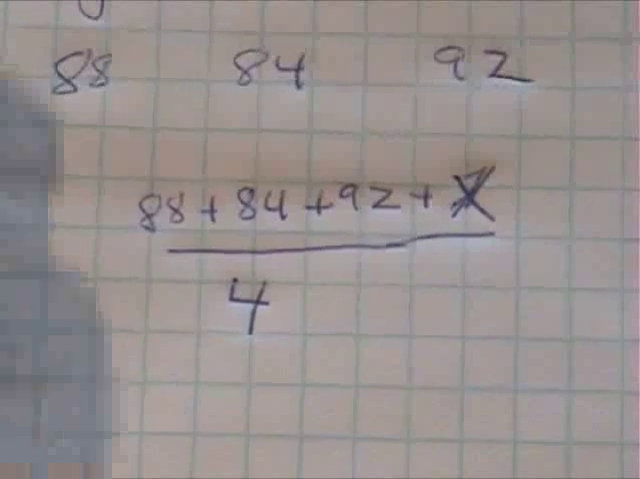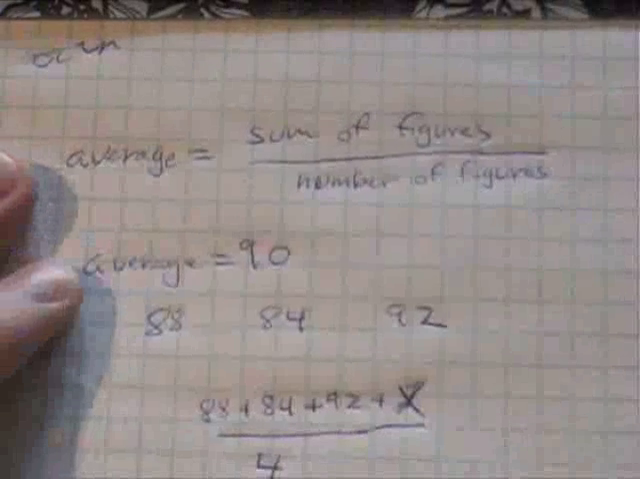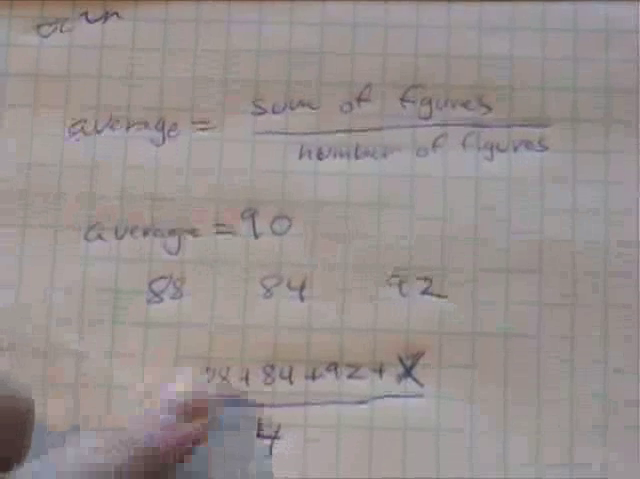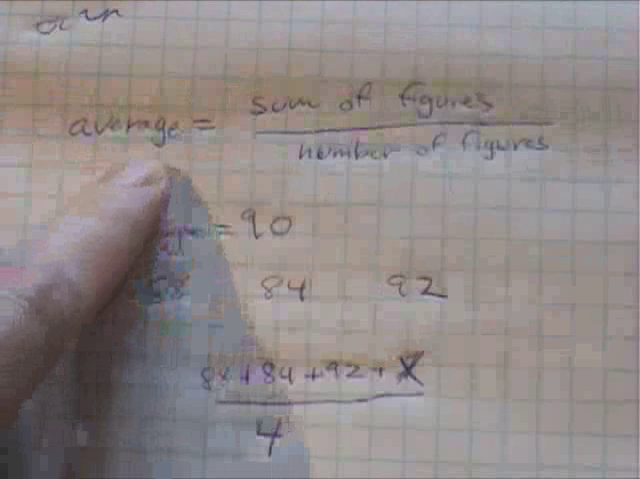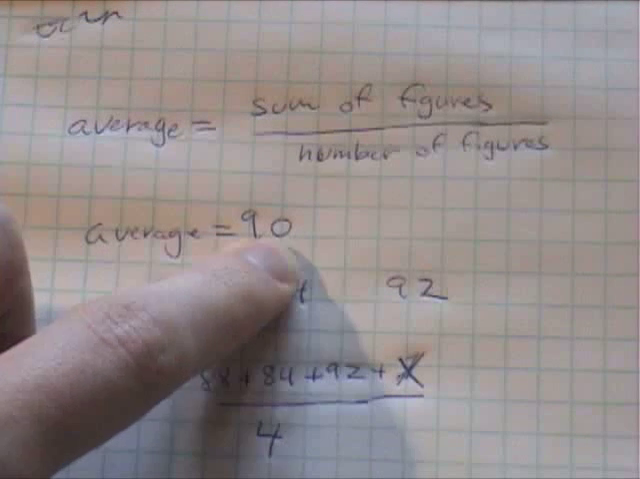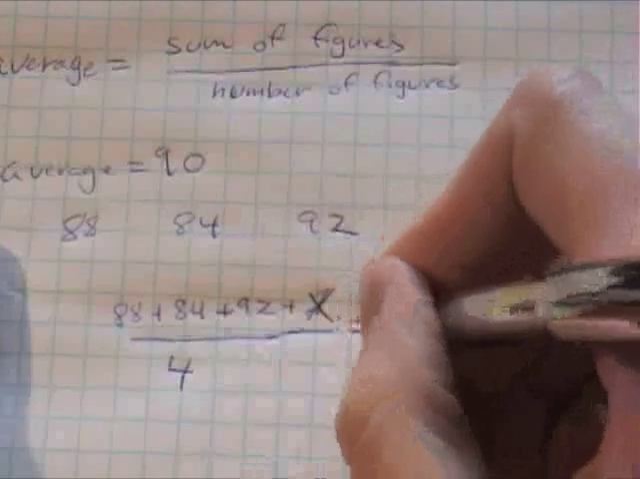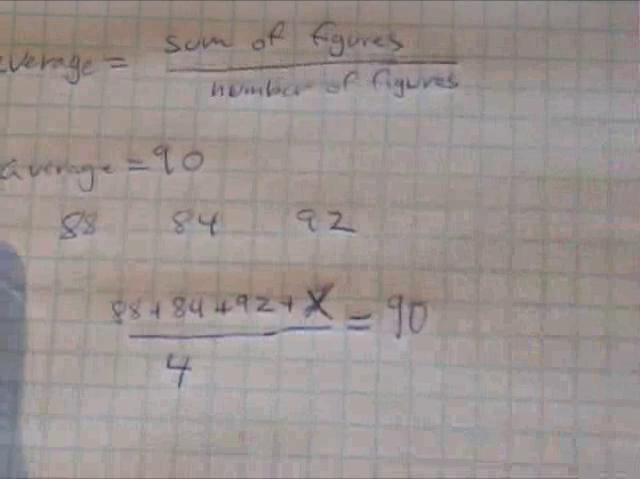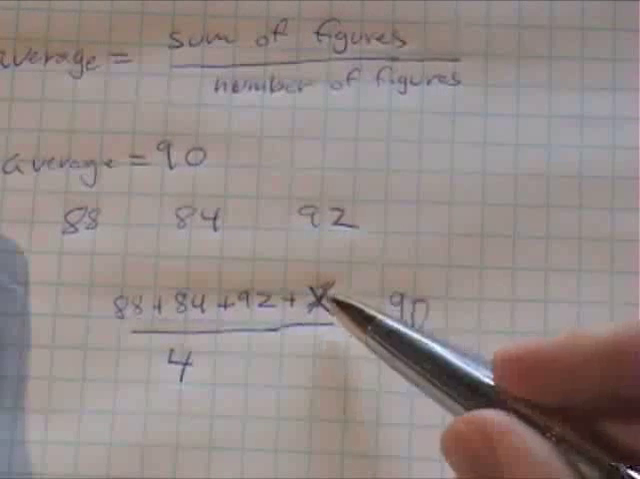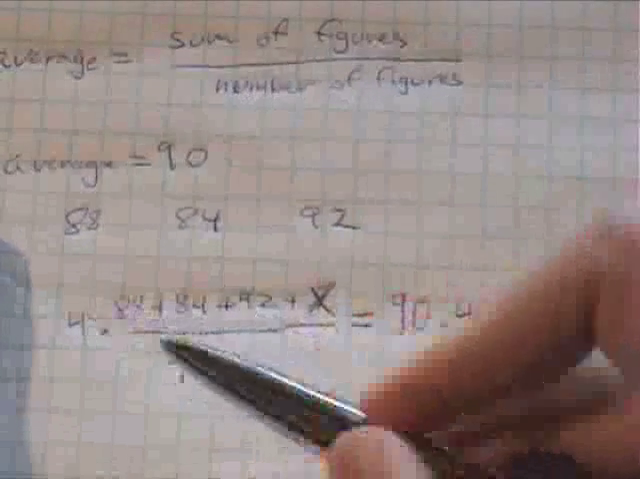Now, if you remember from our previous formula, we need to set this entire thing equal to the average. And the average can be substituted for 90. So we already know that. Let's go ahead and put this equal to 90. And all we have to do is solve for x. First thing you want to do, of course, is get rid of that 4 on the bottom. That's causing a lot of problems. We do that by multiplying 4 to each side.